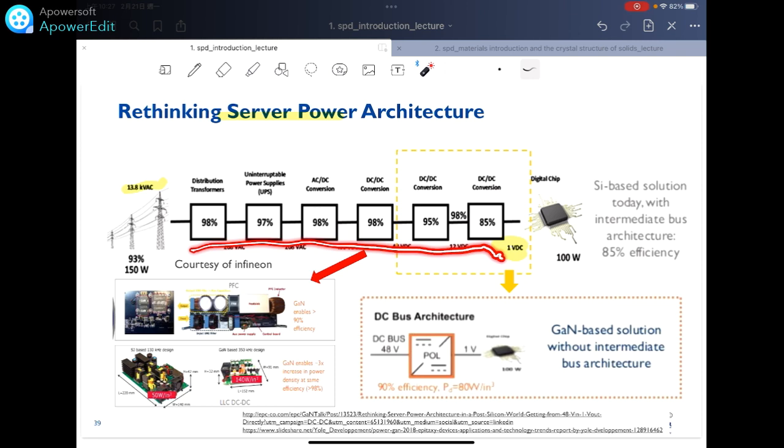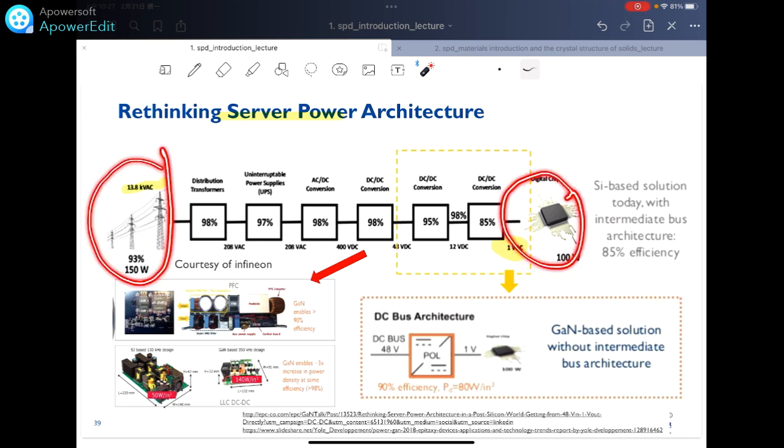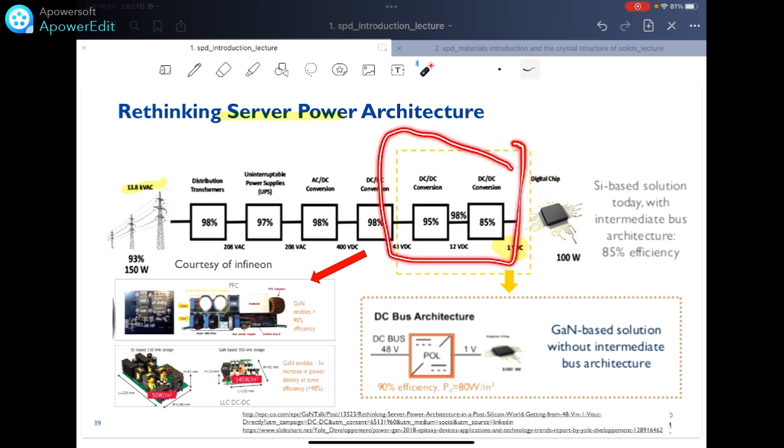And you can see that all these stages show that the efficiency is not perfect. So you have 98%, you have 97%, you have 98, you have 95, and the last stage you have only 85%. And all this in the end becomes the energy loss. So we waste a lot of the energy. If we start with 100% here, in the end maybe less than 80% is delivered to our electronic product. So therefore, we need certain innovation in this energy converter here.